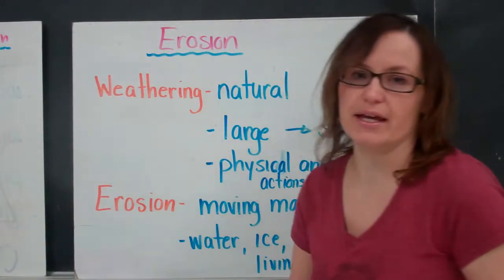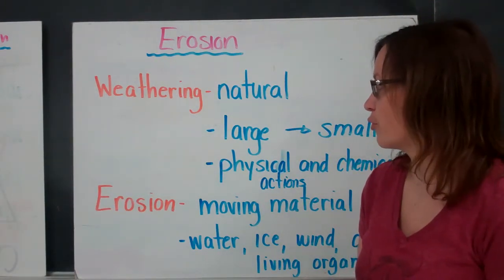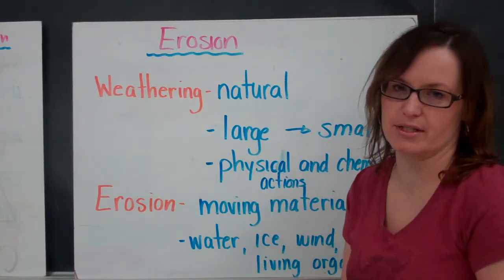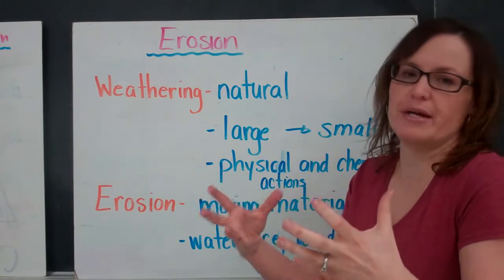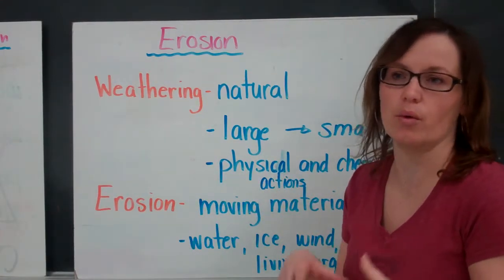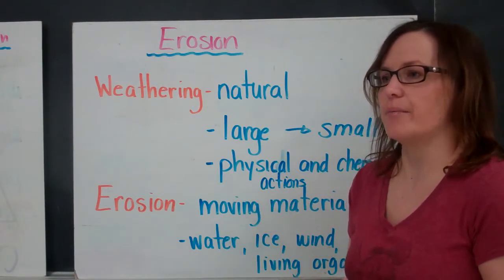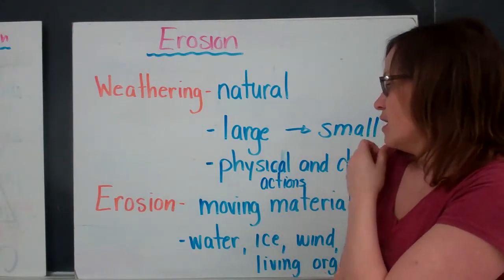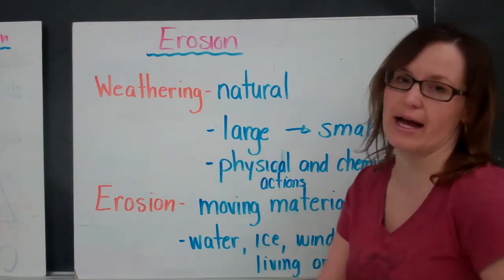So weathering is a natural occurrence on the Earth where natural forces take larger pieces of rock and turn them into smaller pieces of rock. So if we think about the lithosphere, the crust of the Earth, there are larger pieces of rock, and through natural weather, wind and water and rain and ice, those larger pieces of the lithosphere are broken down into smaller pieces. This can happen for two reasons: physical actions or chemical actions.